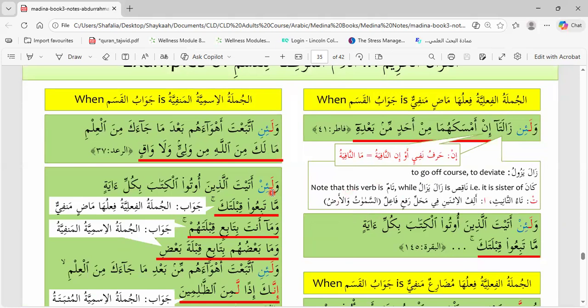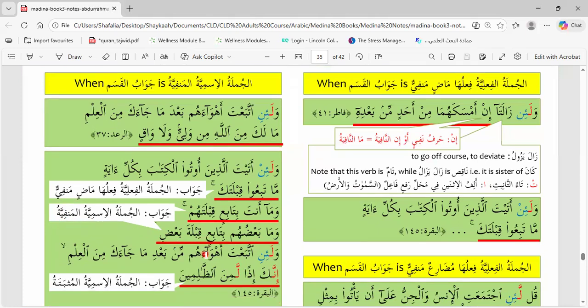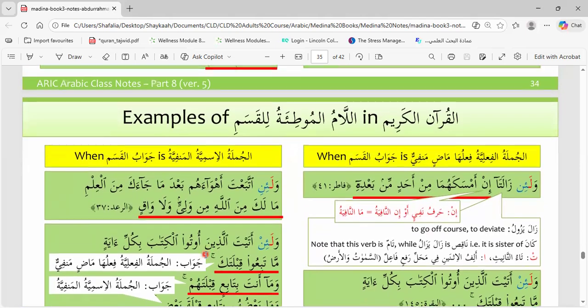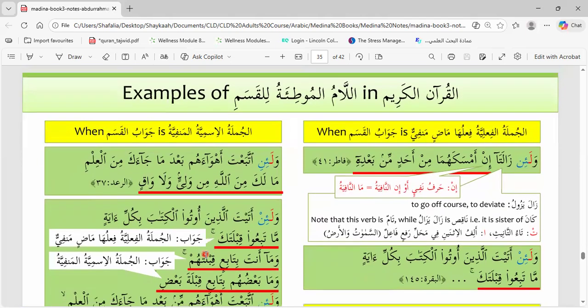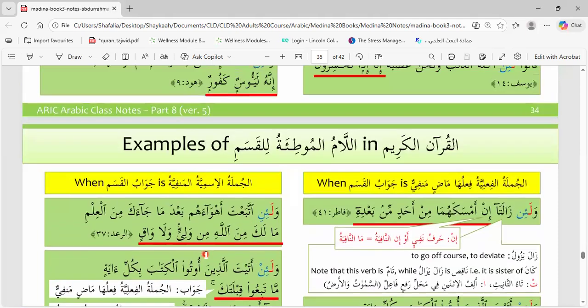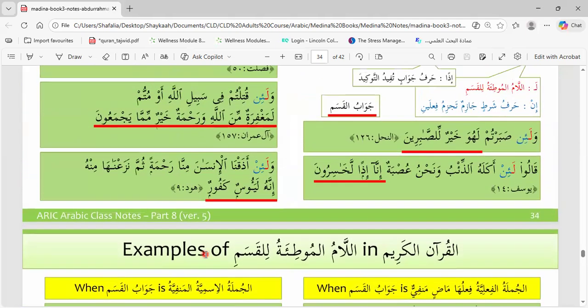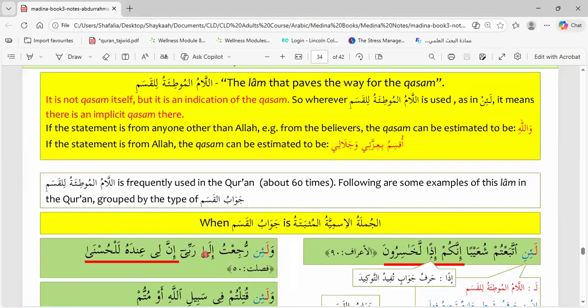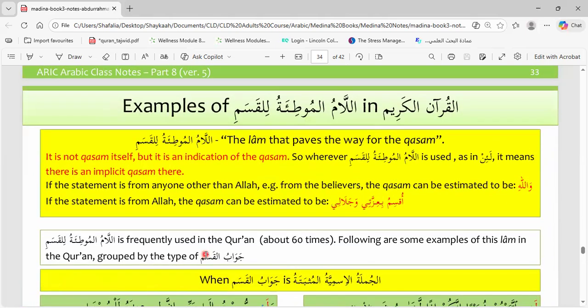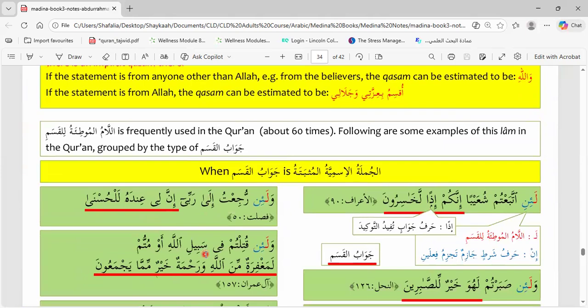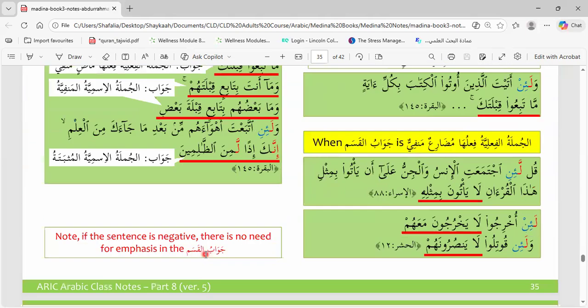Here we see jawab, the jumla fi'liya whose verb is past tense and negated, and the jumla ismiya manfiya. Here you have the examples of where we see the lam al-muti'a lil-qasam. Okay, so this is examples of the lam which are with qasam, that's the indication.